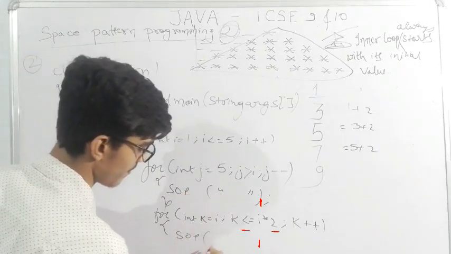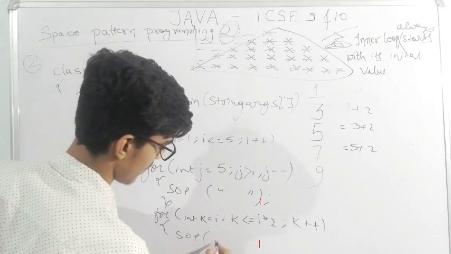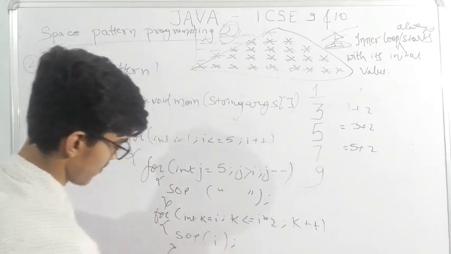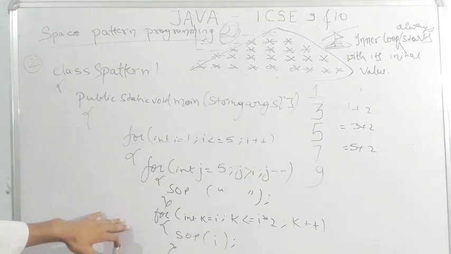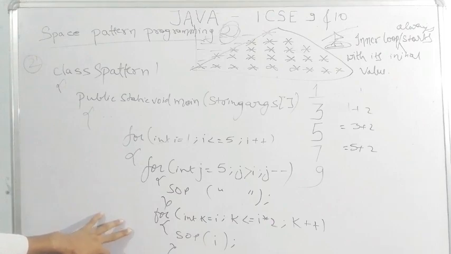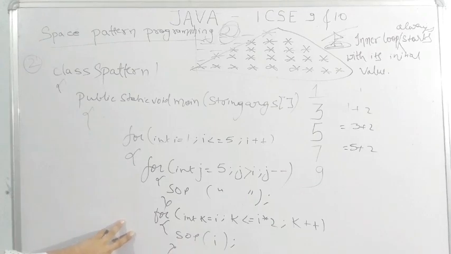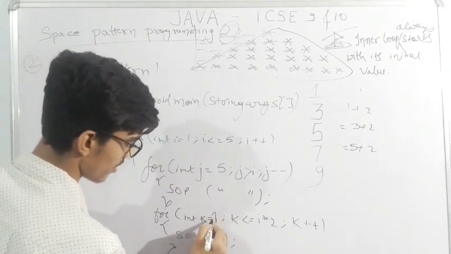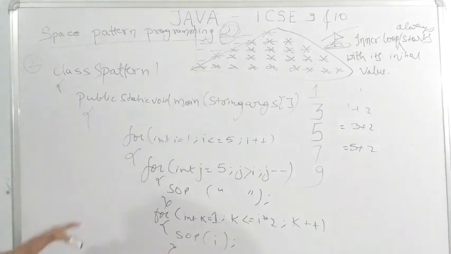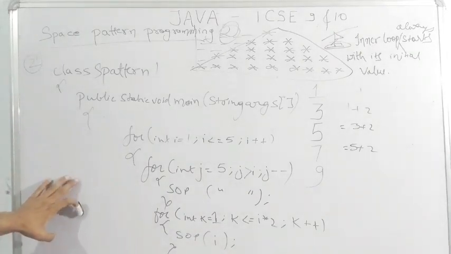SOP it will be. We will print here. So here we can see that we have written k is equal to I, k is less than or equal to I into 2 and k plus plus. K is equal to 1. It will be 1. K is less than I into 2 and k plus plus.